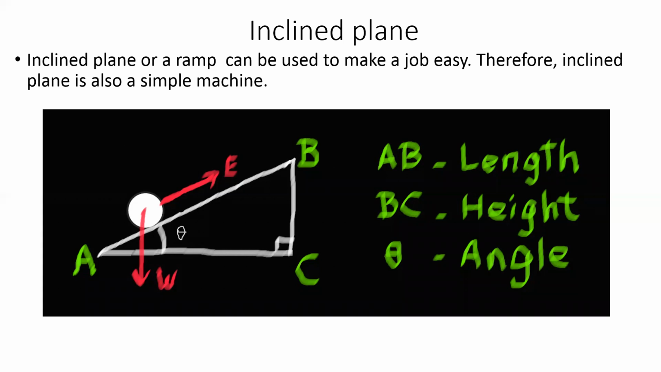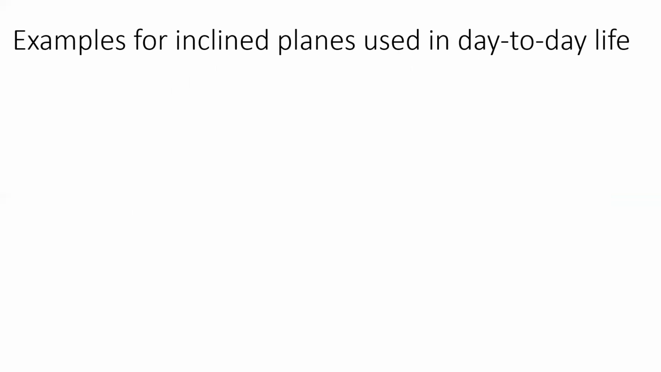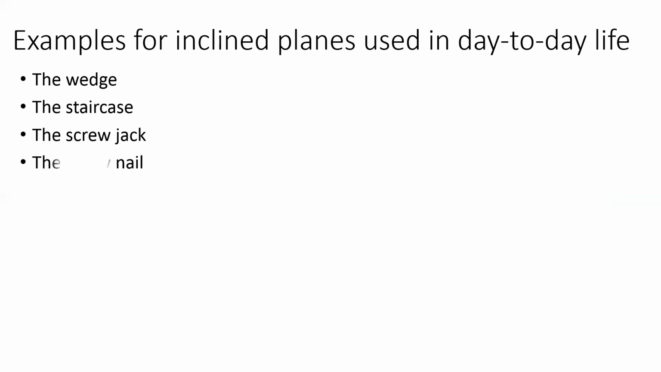When we increase the angle of the inclined plane, effort also should be increased. If we decrease the angle, effort should be decreased. So with lesser effort, we can lift a load if the angle is less. Examples of inclined planes used in day-to-day life: the wedge, the staircase, the screw jack, screw nail, and the ladder. And there are so many, you can find more.